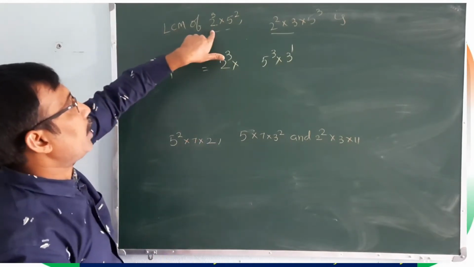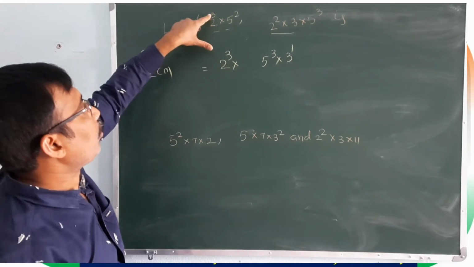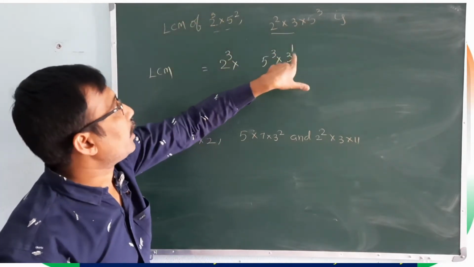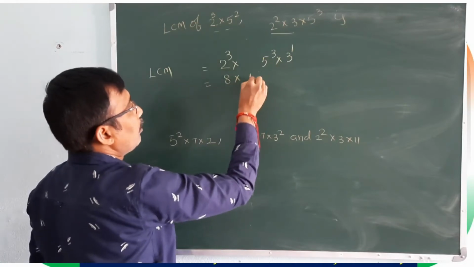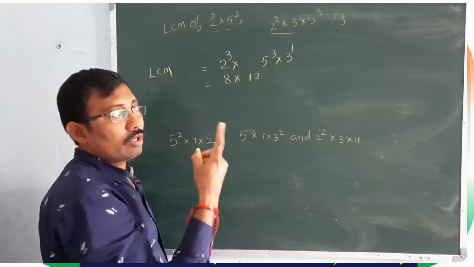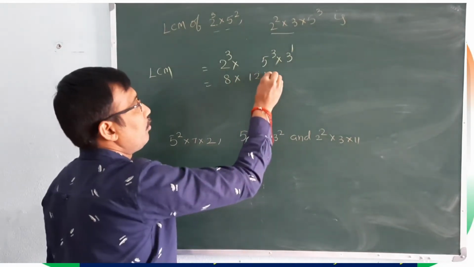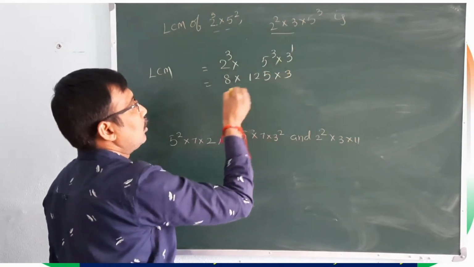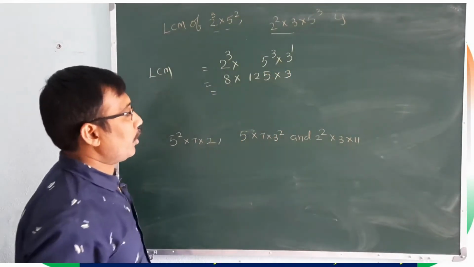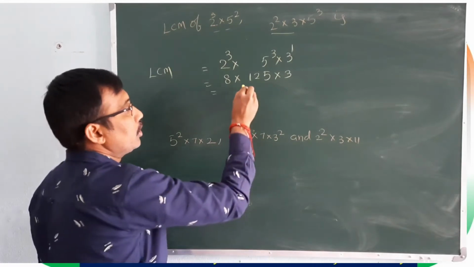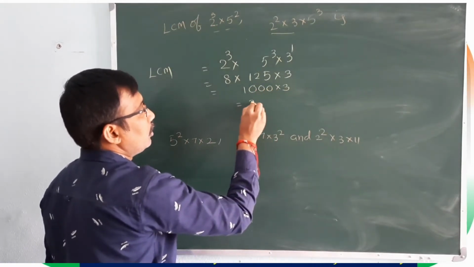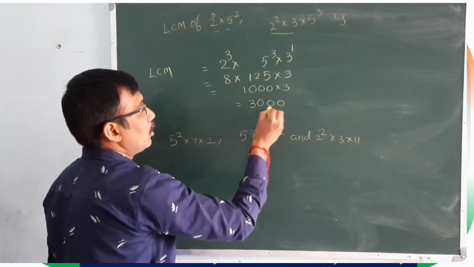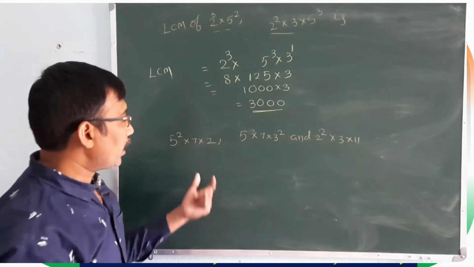LCM is equal to the highest power of each factor. 2 power of 3, 5 power of 3 and 3 power of 1. So 2 power of 3 is equal to 8. 5 power of 3 is equal to 5 into 5 into 5, 125, into 3. 8 times 125 is equal to 1000. 1000 into 3, 3000. This is the LCM of the given numbers. Okay. Next another question.